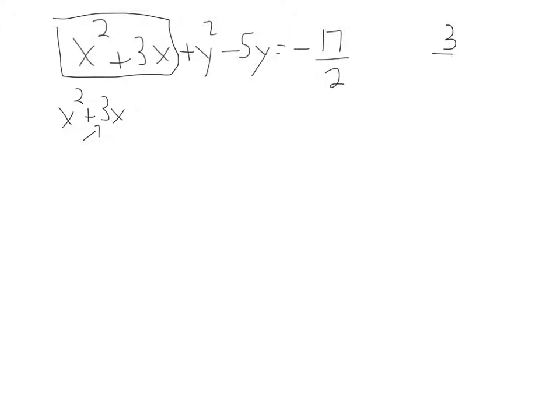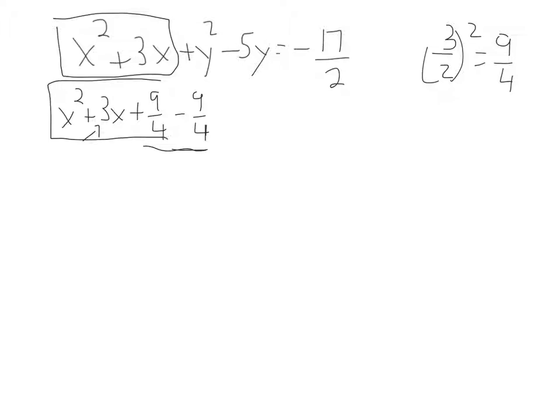So over here, let's just write what we're doing. And we're going to square that. So 3 halves squared is 9 quarters. Okay. Now we're going to add 9 quarters, and we're going to subtract 9 quarters, because we're just trying to fool the equation temporarily into thinking that it's a perfect square. 9 quarters minus 9 quarters is 0, so we haven't really added anything to our equation. But if we just look at the first 3 terms here, that is actually a perfect square, x plus 3 halves all squared.